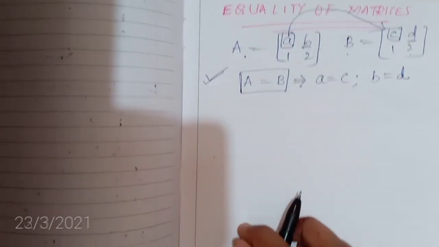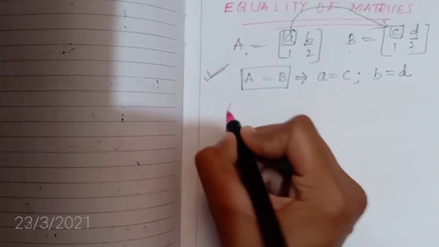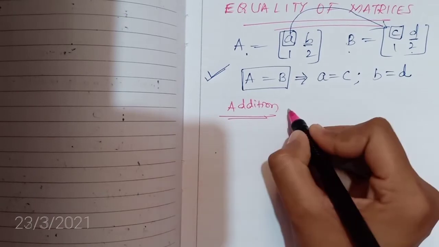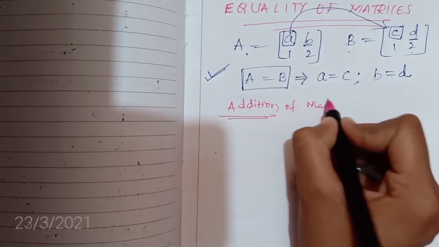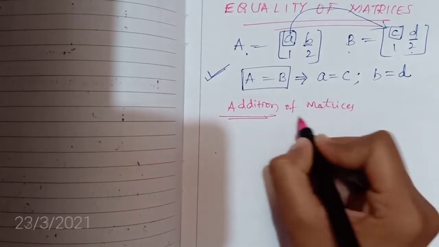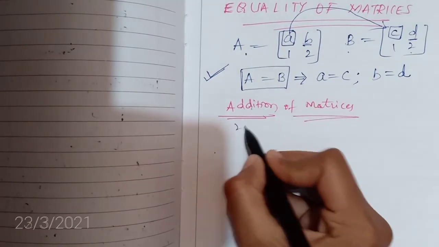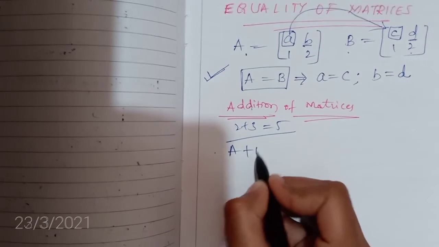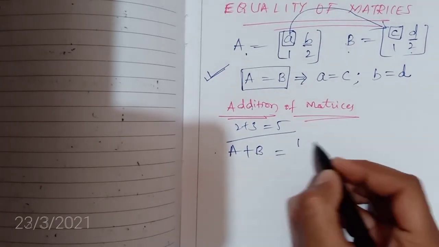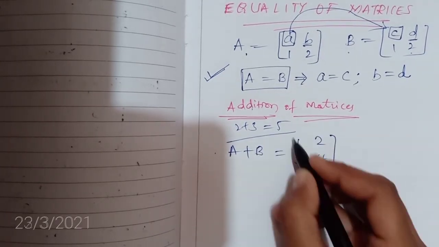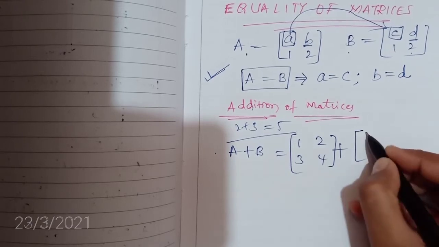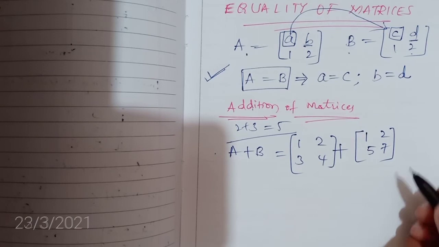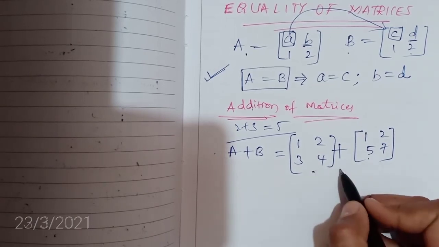Next, let us come to addition of matrices. I hope you know the normal addition, right? The simple thing applies here as well. If I tell you 2 plus 3, what do you say? It's 5, right? The same way, if I'm telling A plus B, two matrices, if I take 1, 2, 3, 4 as matrix A plus 1, 2, 5, 7 as the other matrix, then add these two matrices.